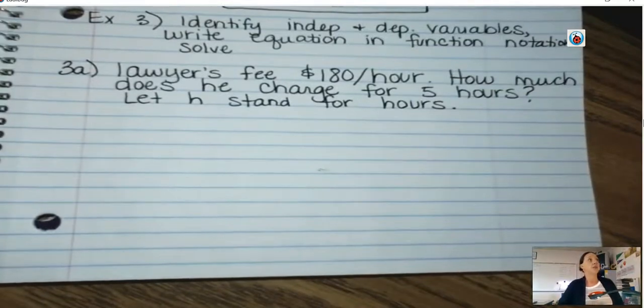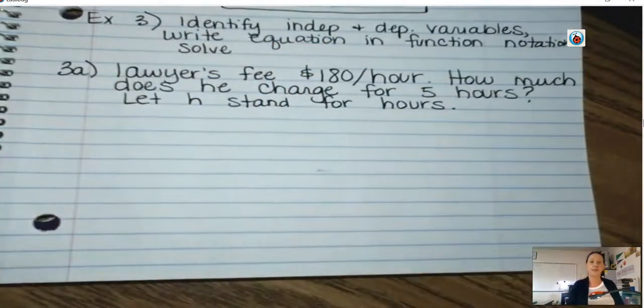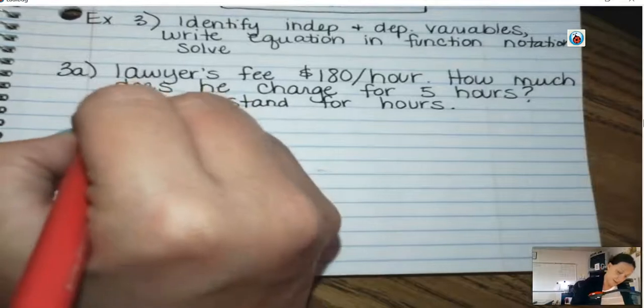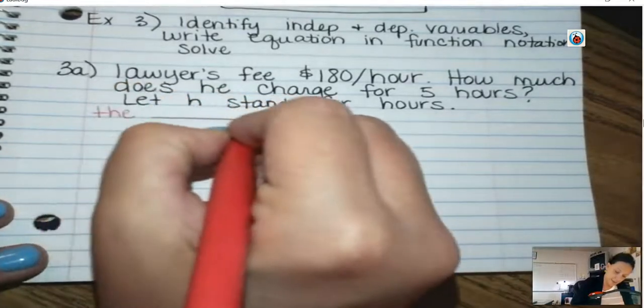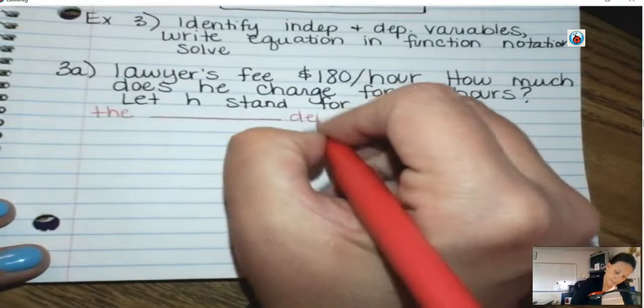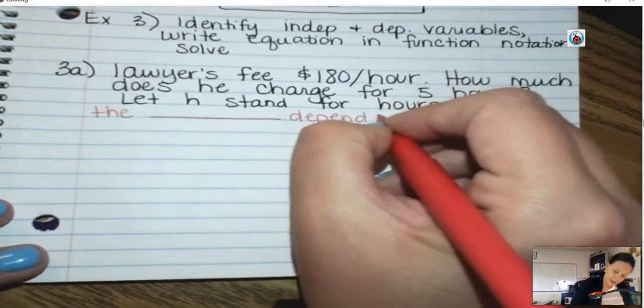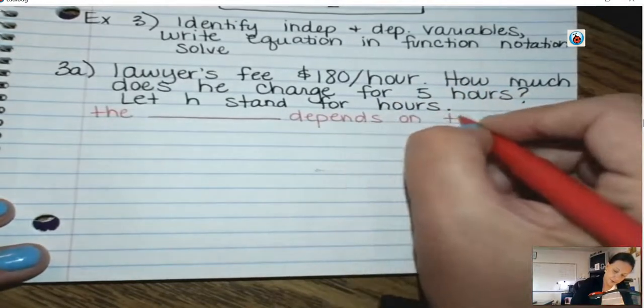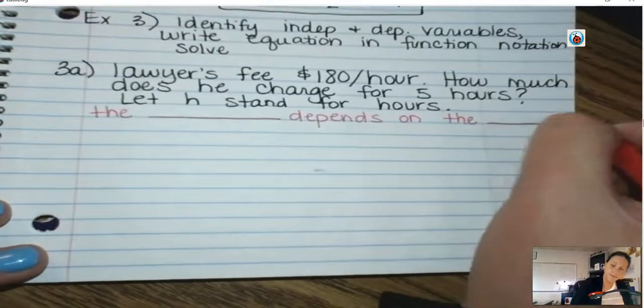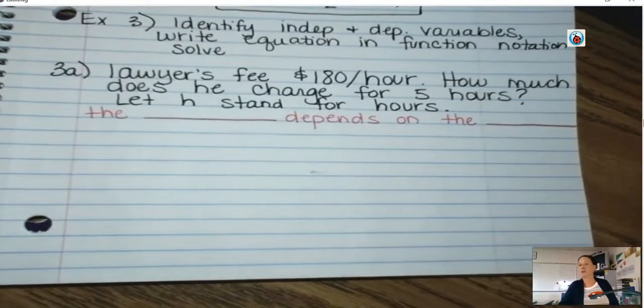Okay, so we have a lawyer's fee. It's $180 an hour. How much does he charge for 5 hours? And let H stand for hours. The first thing we have to do is identify independent and dependent. And remember, we have that sentence that helps us. The blank depends on the blank. You should be writing this down, especially if you're somebody who struggles in math.